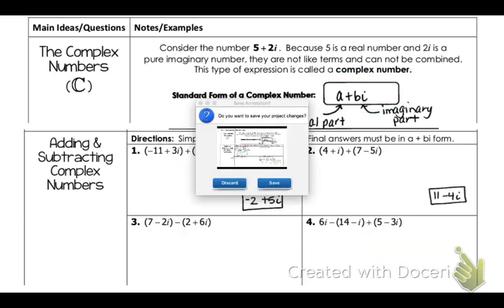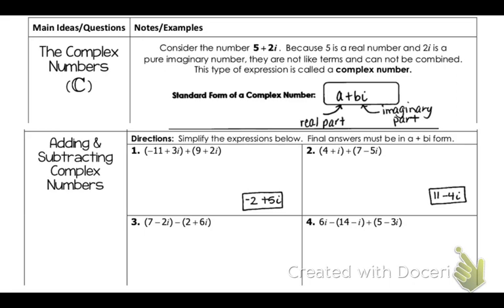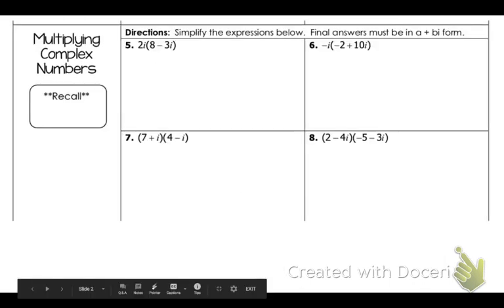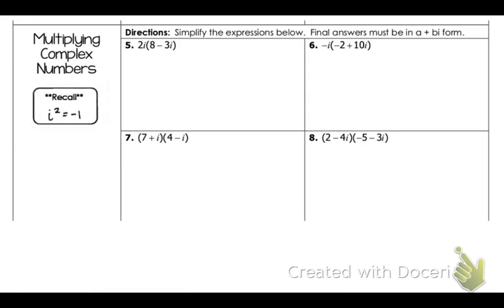Alright, let's go ahead and move on. Okay, for the next one, multiplying complex numbers, again, you need to remember that whole i squared equaling negative 1. This is why I said you need to understand how those patterns work because they are not going away. So for numbers 5 through 8, they're asking us to simplify these expressions. Now we're multiplying. We're not adding and subtracting them like we were doing for the first 4 examples. Your answer again must be in the form a plus bi.